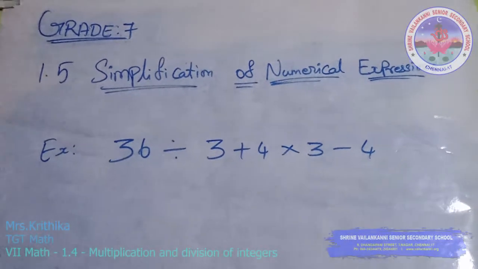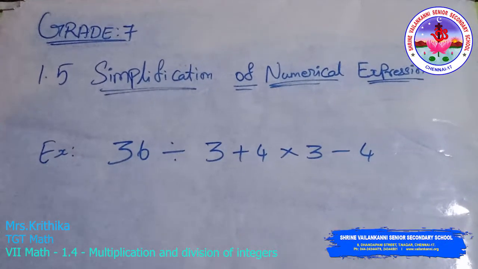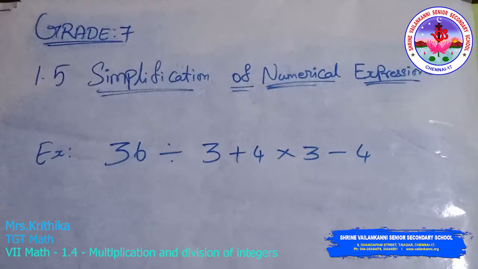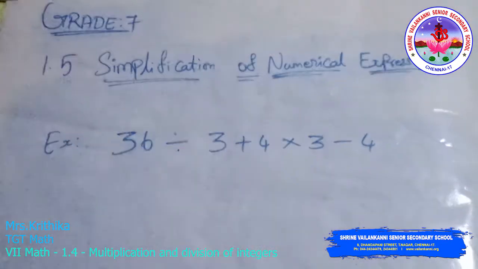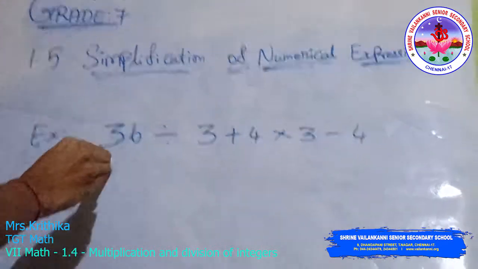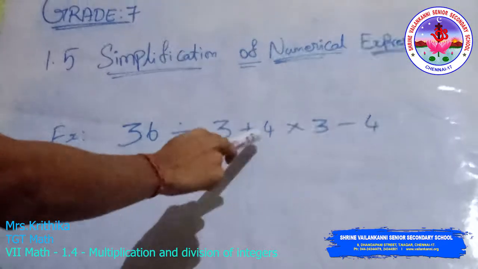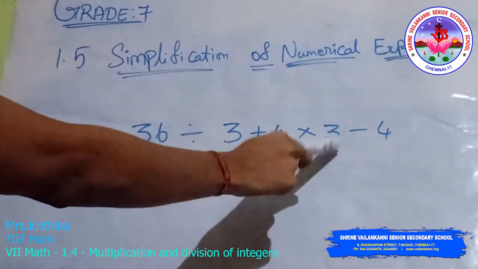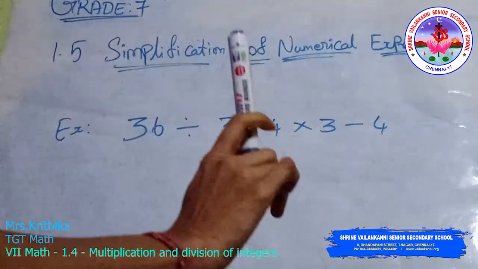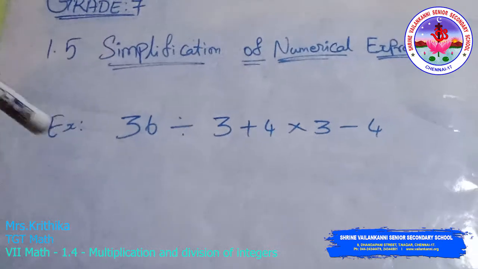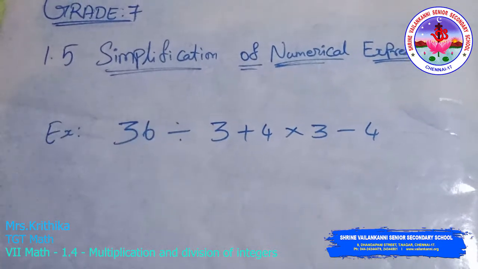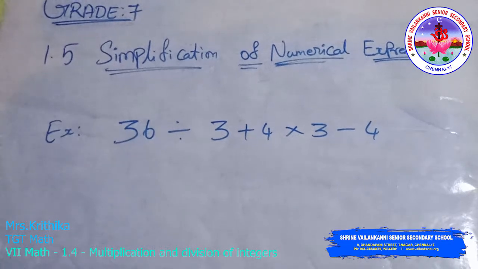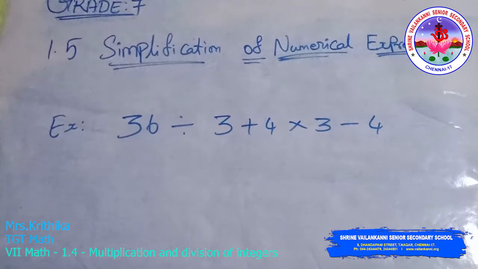Next section is simplification of numerical expressions. These are expressions having constant values and operations. For example, 36 divided by 3 plus 4 into 3 minus 4. You can solve this in several ways, so you need the procedure for the priority.